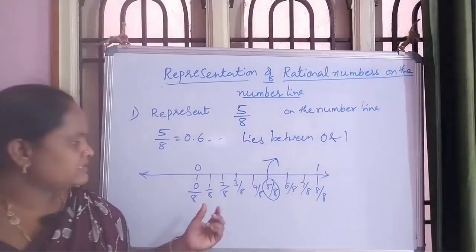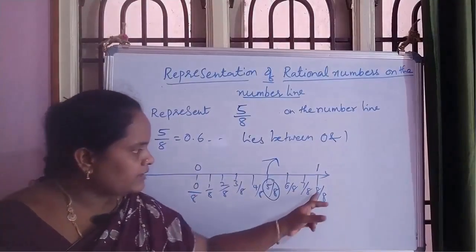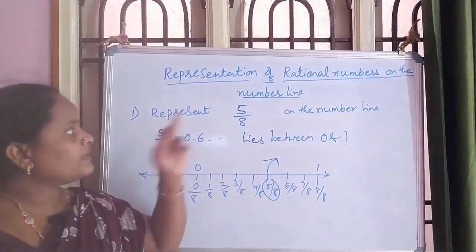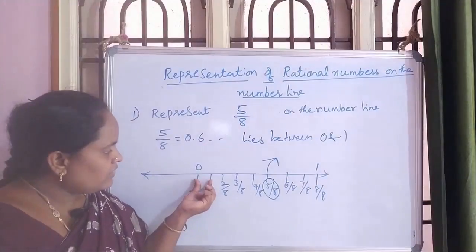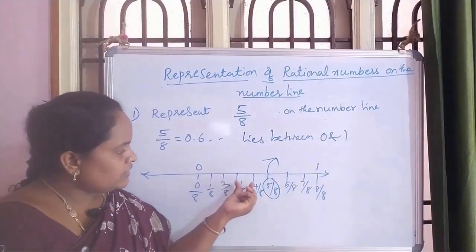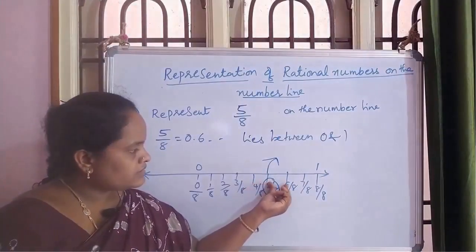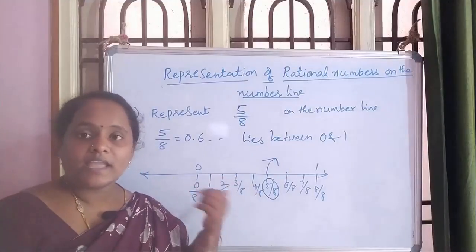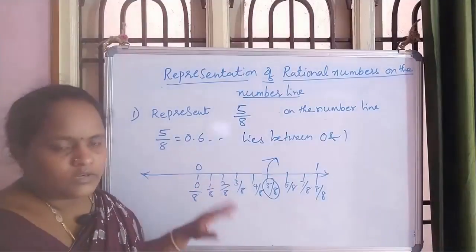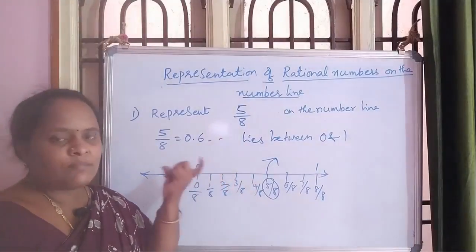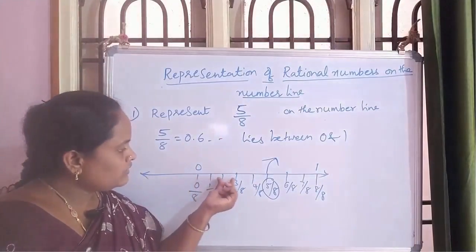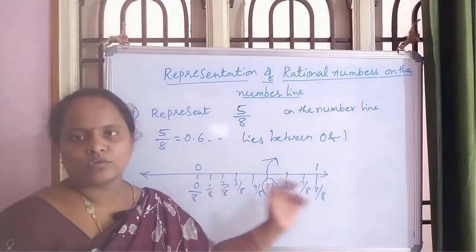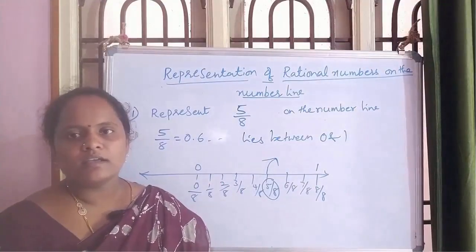Here 5 by 8 means the total portion between 0 by 8 and 8 by 8, that is the portion between 0 and 1, is divided into 8 equal parts. 8 is the denominator. 1, 2, third portion, 4th, 5th, 6th, 7th, 8th. By drawing 7 small lines, you get 8 portions. Out of the total portion, 5 by 8 means you need to take 5 portions. 1, 2, 3, 4, 5. This indicates the fifth part of the total portion in between 0 and 1.